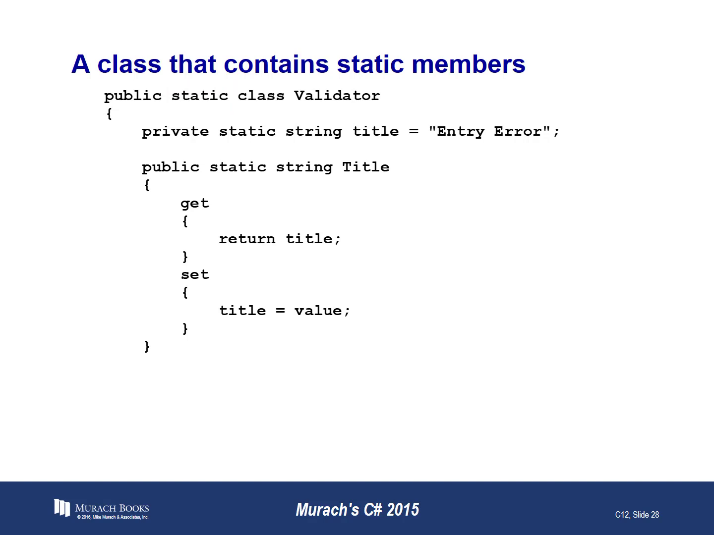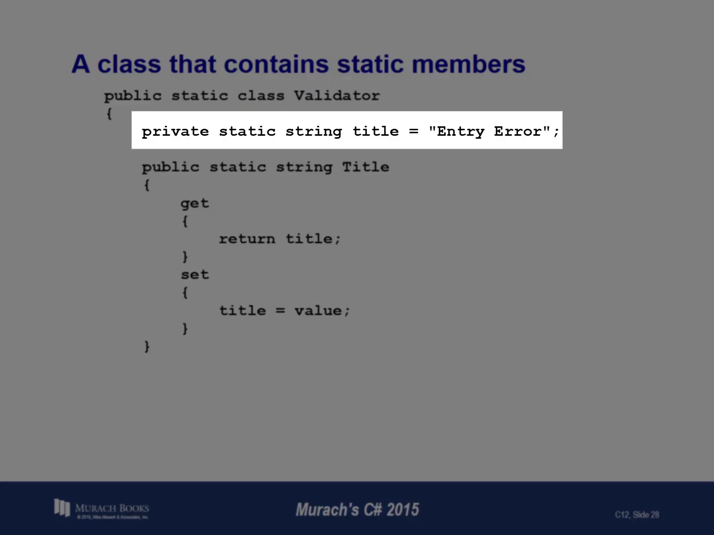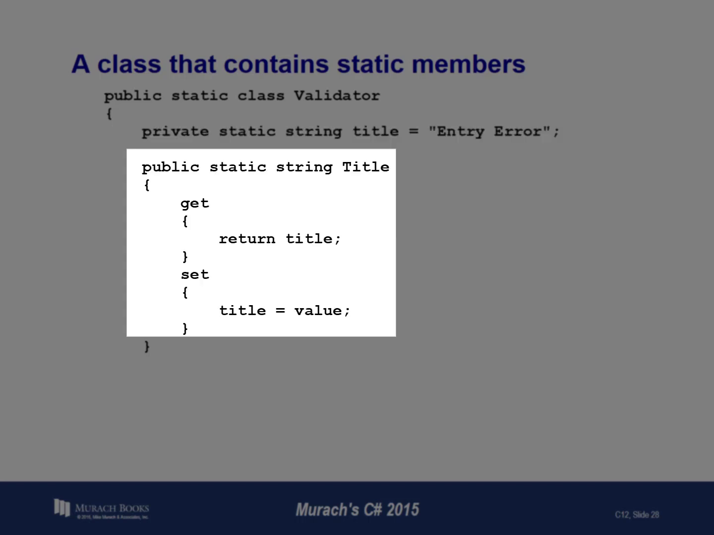In this particular example of the validator class, we're going to create a local private variable called title, and we're going to give it a default value of entry error. And then we're going to create a public property called Title with a capital T, and we'll do the traditional gets and sets for that property.